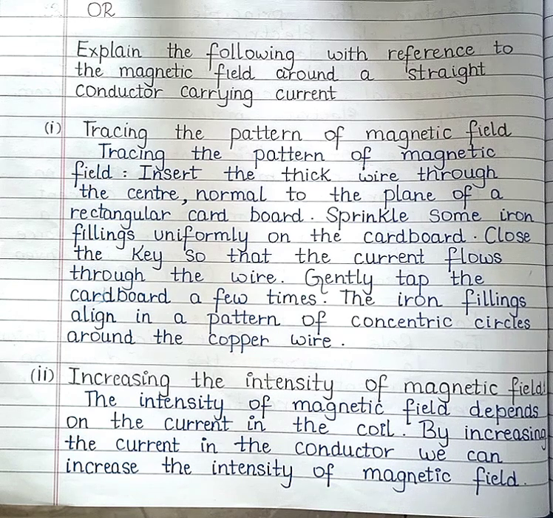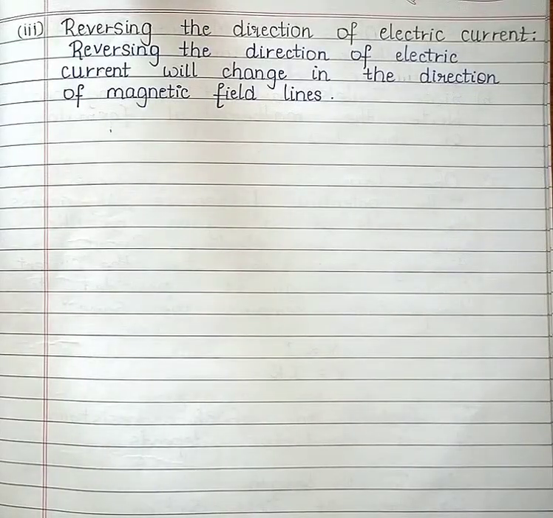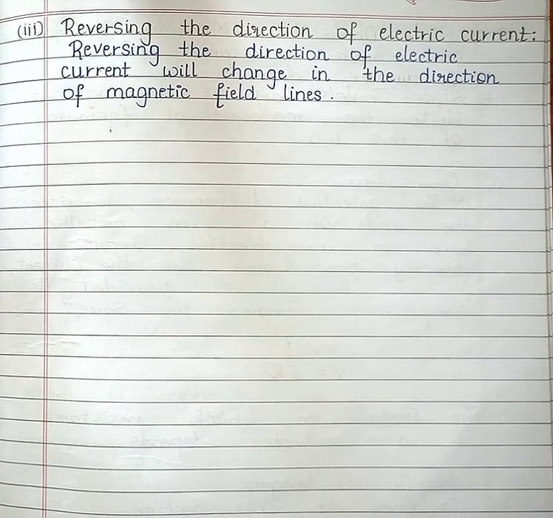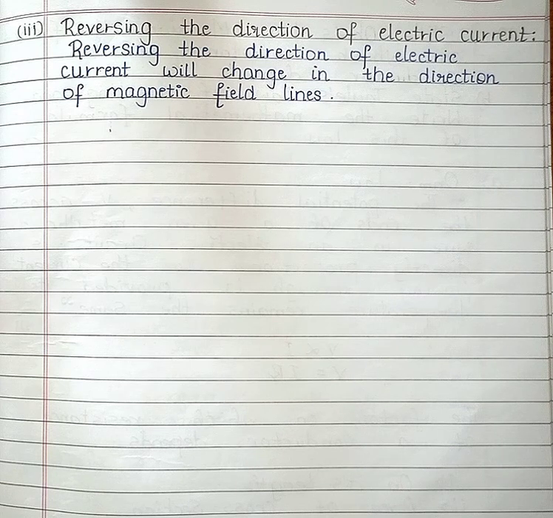Case 2. Increasing the intensity of magnetic field. The intensity of magnetic field depends on the current in the coil. By increasing the current in the conductor, we can increase the intensity of magnetic field. Case 3. Reversing the direction of electric current. Reversing the direction of electric current will change the direction of magnetic field lines.